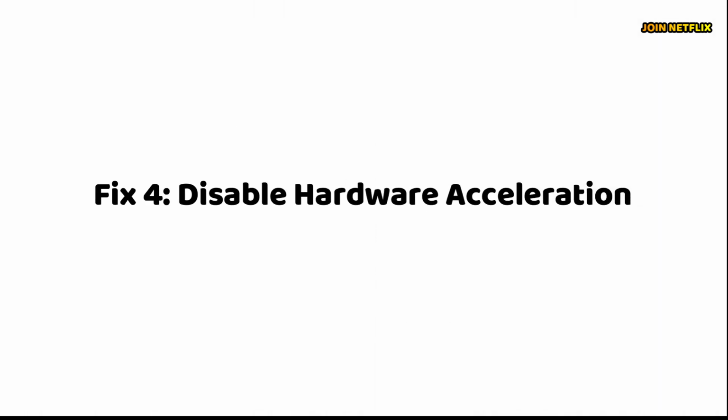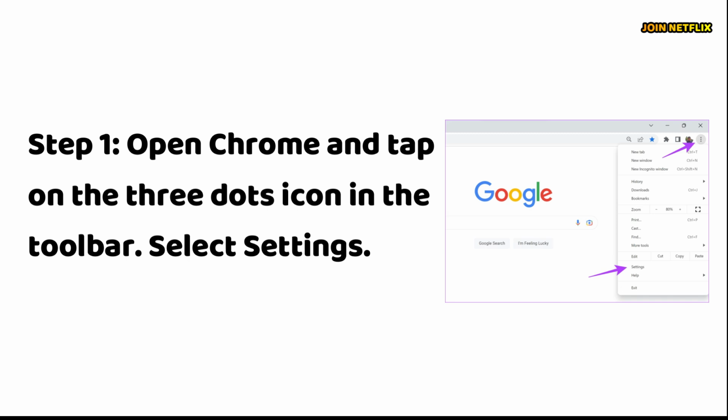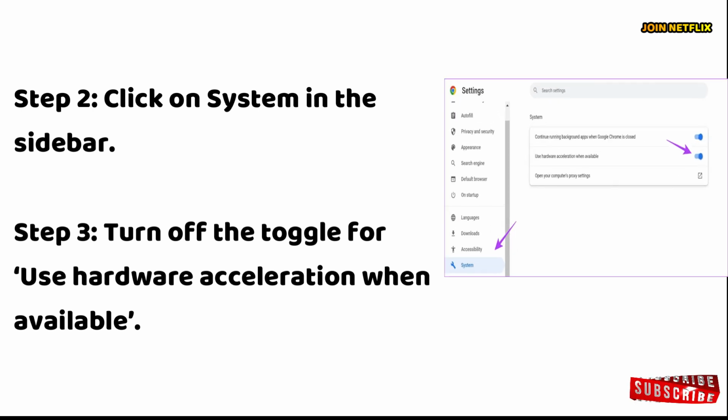Fix 4. Disable hardware acceleration. Step 1. Open Chrome and tap on the 3 dots icon in the toolbar. Select Settings. Step 2. Click on System in the sidebar. Step 3. Turn off the toggle for Use hardware acceleration when available.